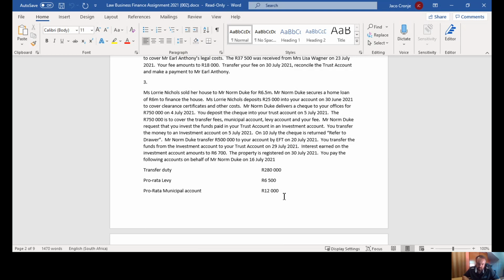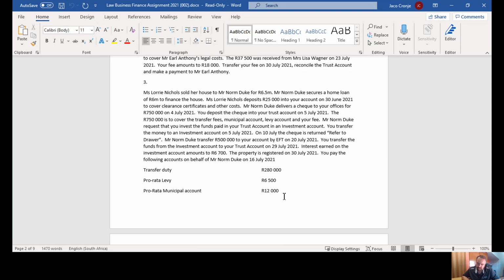Mr. Norm Duke requests that you invest the funds paid into your trust account in an investment account. So you've now got to open a separate client ledger for the investment. It's going to be called Mr. Norm Duke, section 86.4 investment. Okay, so you don't have to do the debit side, the bank side of it, you only have to do the client side of it. And we transfer the monies there.